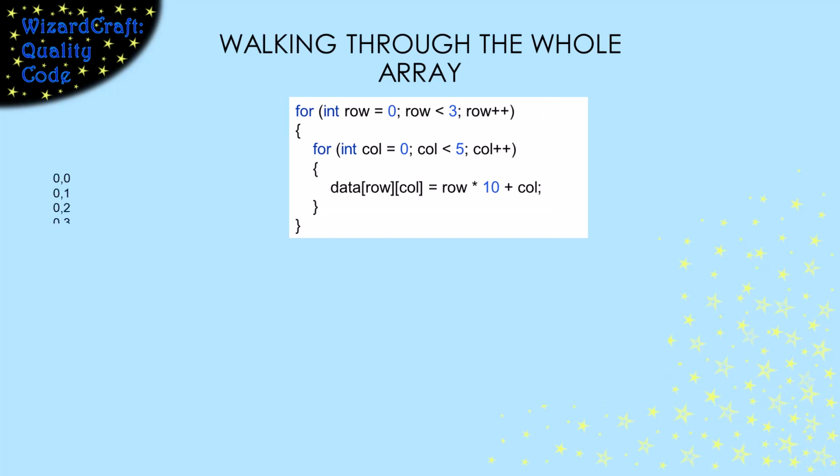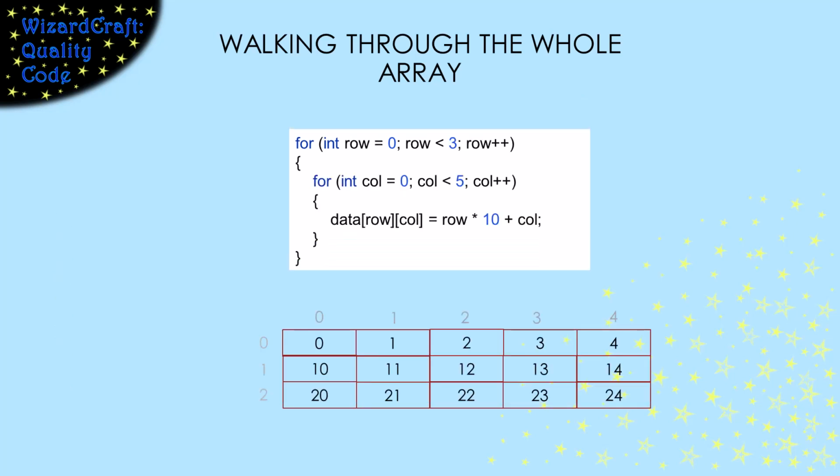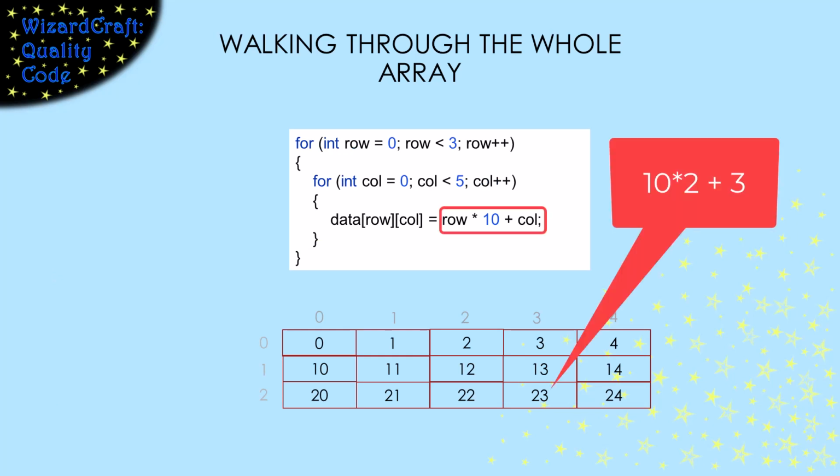It starts with row 0 and runs through all of the columns. Then it makes row 1 and runs through all the columns again, and so on through all of its rows. This is the result of that loop. Every position's value is 10 times its row number plus its column number.